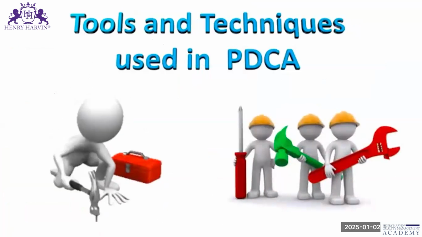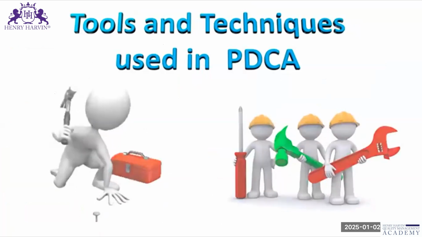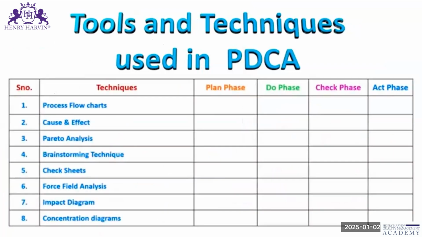Different tools and techniques are used in different phases of the PDCA cycle. Some of the most common tools and techniques are listed below, along with the phase in which they are used. For example, the process flow chart is mostly used in plan phase and do phase. The cause and effect diagram in plan phase and act phase. The Pareto analysis in the plan phase, check phase and act phase. The brainstorming technique in all the phases.